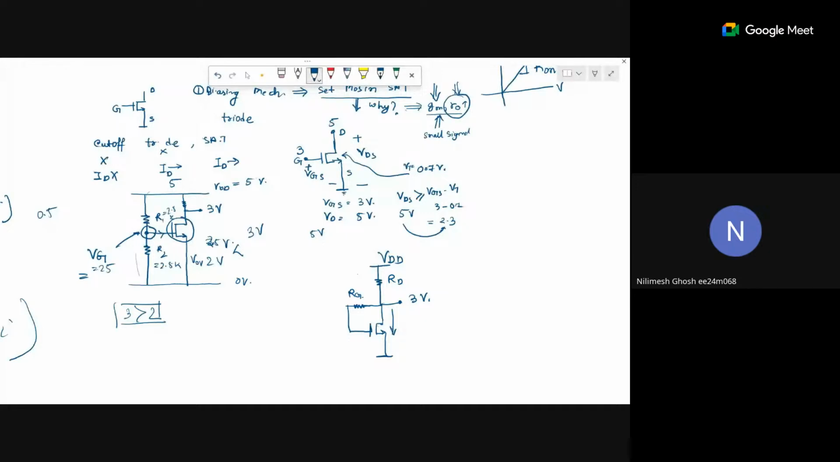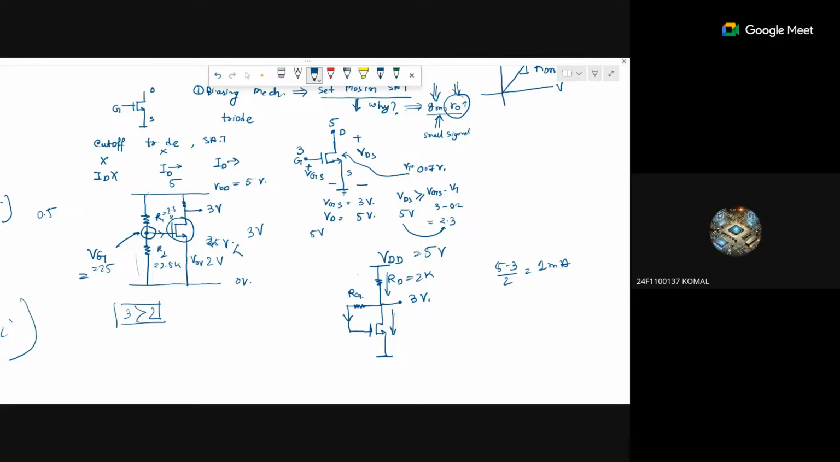Can you say what is the current here? This is 5 volt and this is 2 kilo. Can you say what is the current through the MOSFET? The current should flow here because no current will flow through here. So 5 minus 3 by 2 will be our current from the MOSFET. So from the MOSFET, 1 milliampere current will flow. Is this clear or not? First tell me.